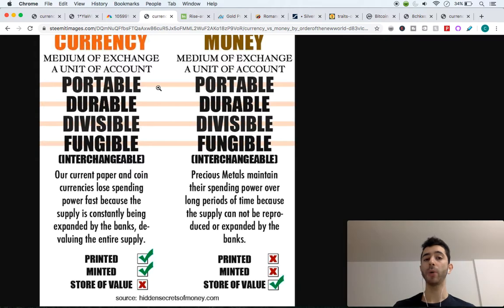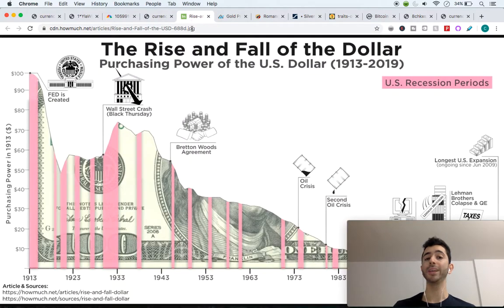When we talk about what we know as currency, fiat dollars, over time, they only lose their value. If we look at the rise and fall of the US dollar, we can see that over the past 100 years, it only loses its value over time. And this is due to inflation, which happens because of money printing. And this is just what's going on in the USA. And relative to around the world, you can say that this is pretty good.